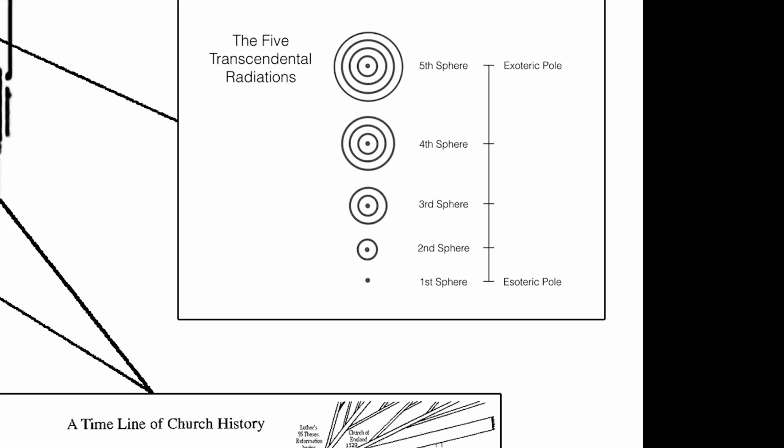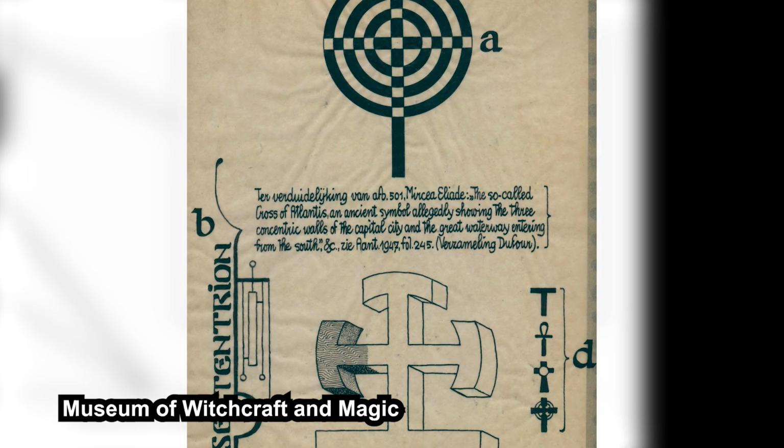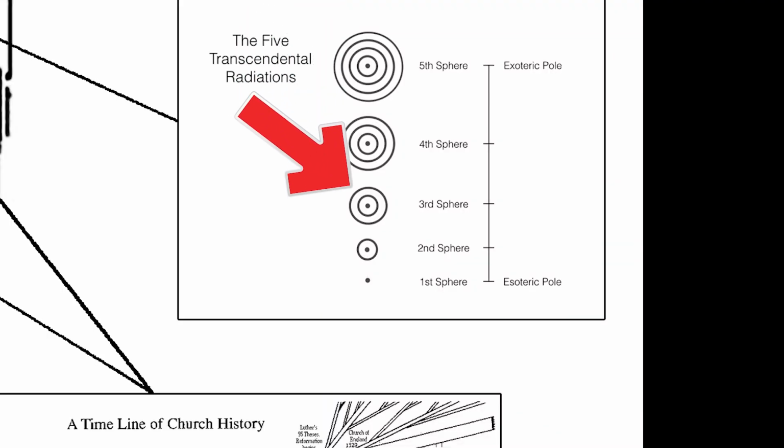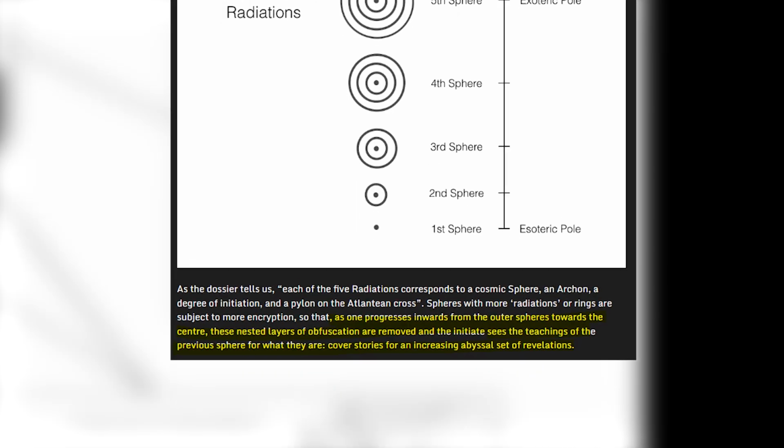philosophy. In this diagram, each ring represents the layers of the Atlantean Cross, a purported symbol from the lost city of Atlantis. As a knowledge seeker progresses inward, they realize not the truth, but each prior layer's untruth, supposedly.